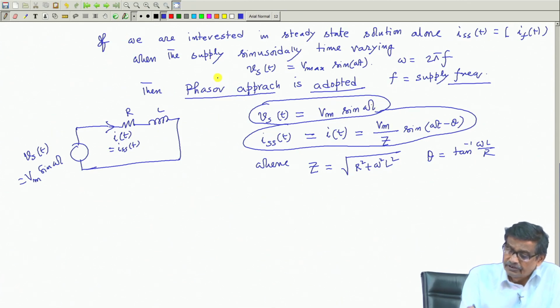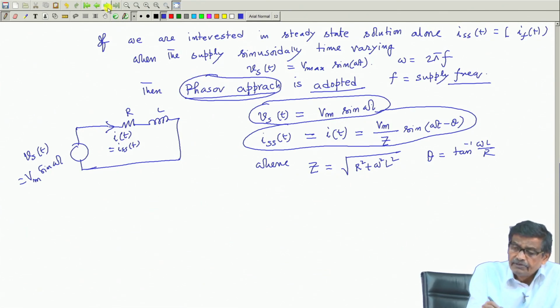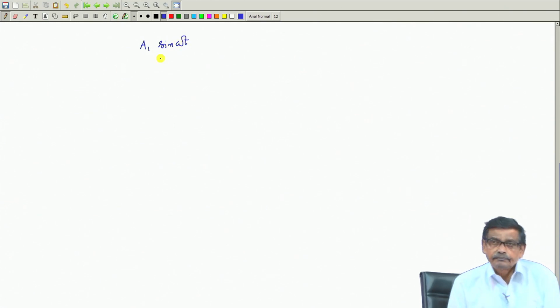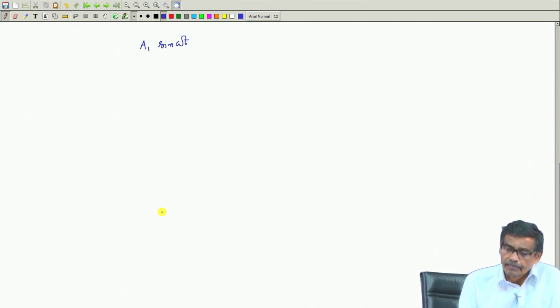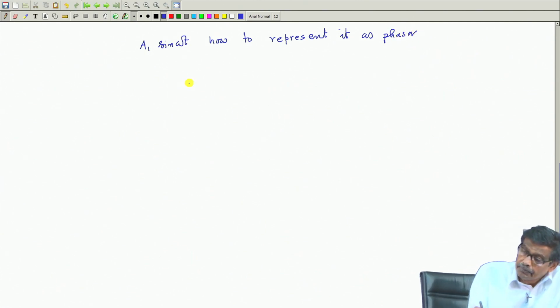Now, before we go to the Phasor approach, we know this much. We will come back to this a little later. Let us go to the next slide and say that suppose you have a time varying quantity, say A1 sin omega t, a sinusoidally varying time quantity. How to represent it as a phasor? The idea is very simple. What do you do?